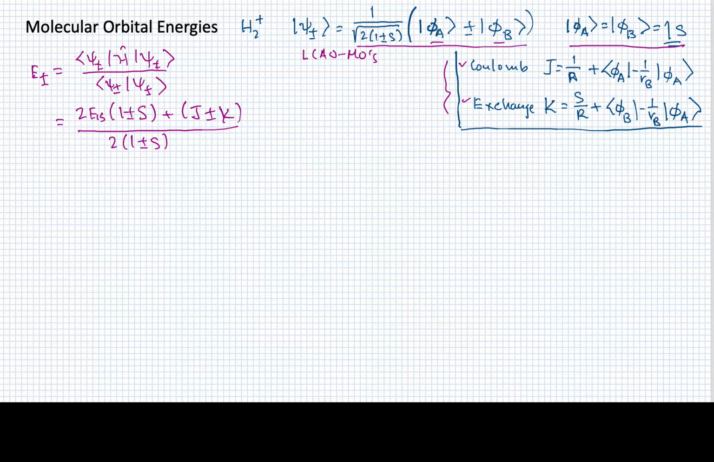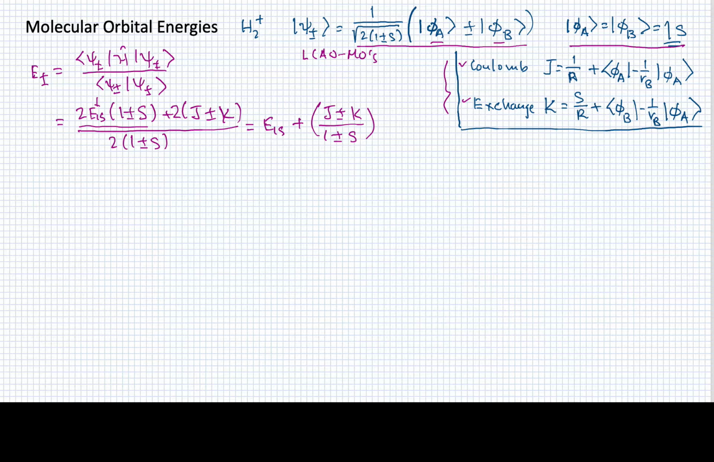Now you'll notice that this 2 times 1 plus or minus S is the same as what's up here, with the addition of this energy of the 1s orbital. And this should have been a 2 in front of this. We'll have the 2's cancel, and we'll end up with this quantity of J plus or minus K divided by 1 plus or minus S.